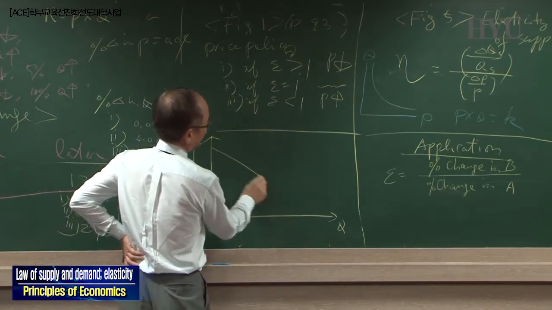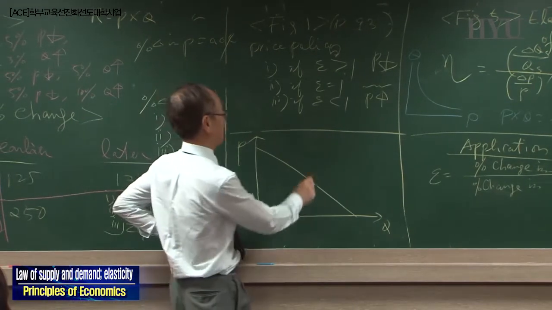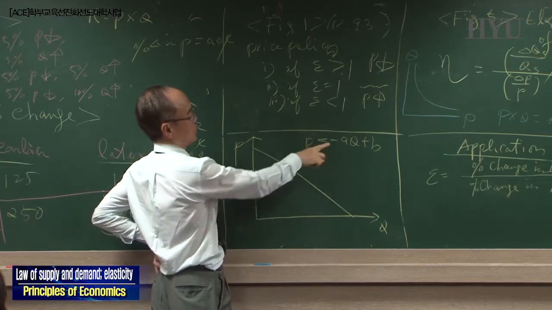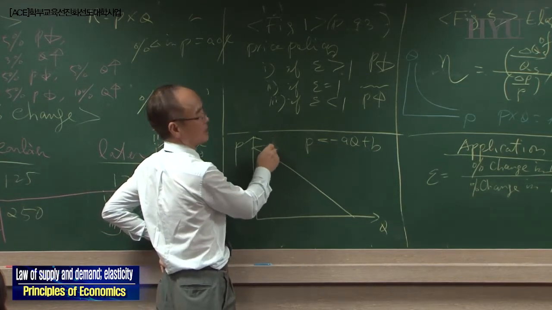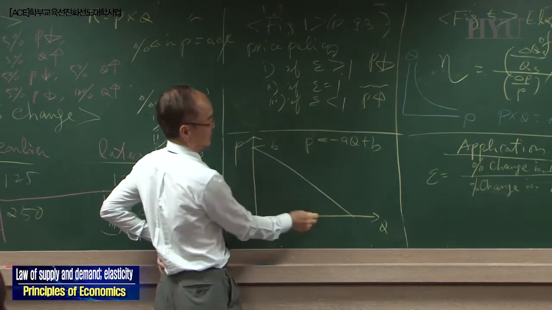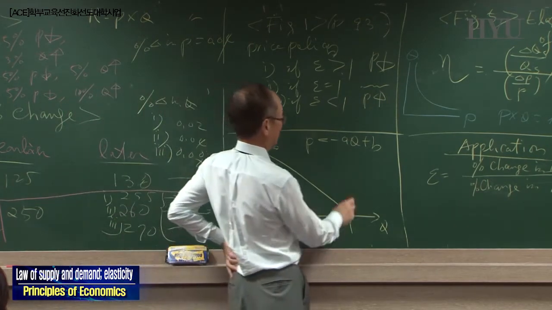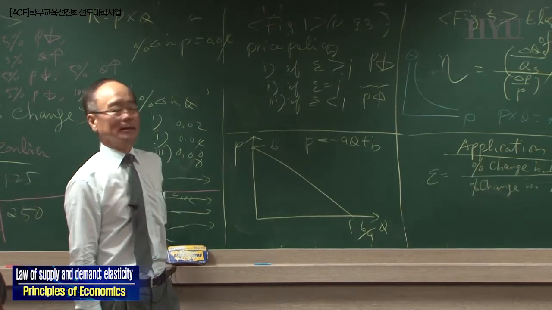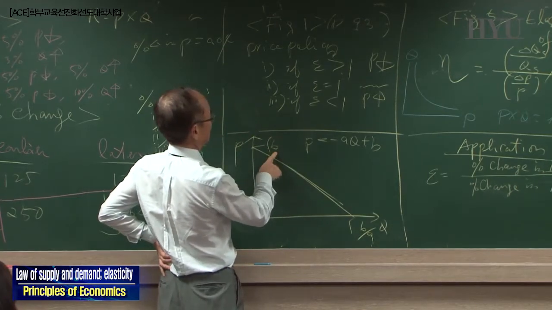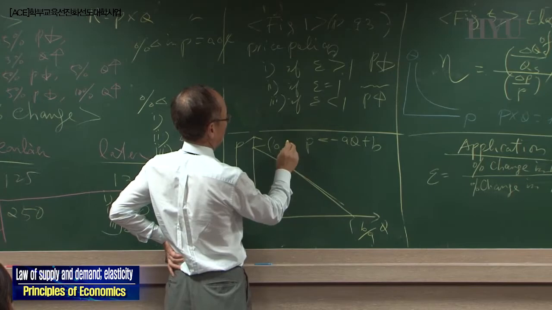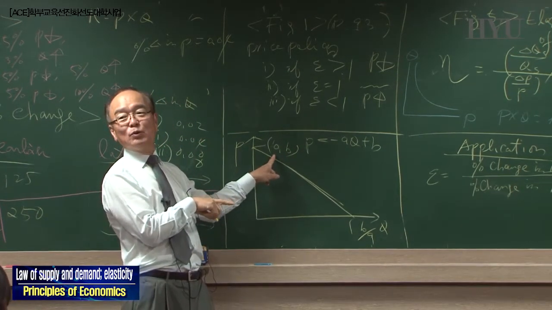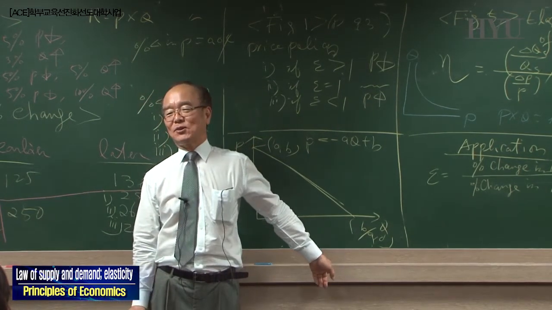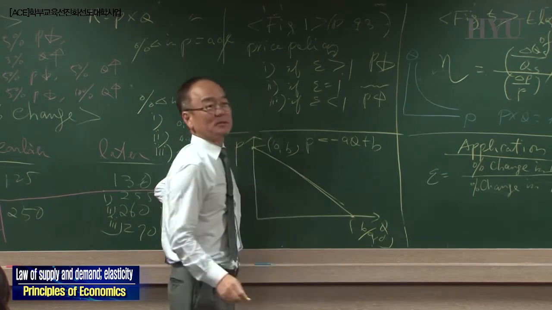Most textbooks assume a demand curve like this. For example, P equals minus AQ plus B, where both A and B are positive numbers. What is this? B. Remember, Q is 0 here. What is this point? B over A. This is the point here. To be precise, this is (0, B), where P is B and Q is 0. Here is (B/A, 0), where P is 0. TJ, are you comfortable with this?